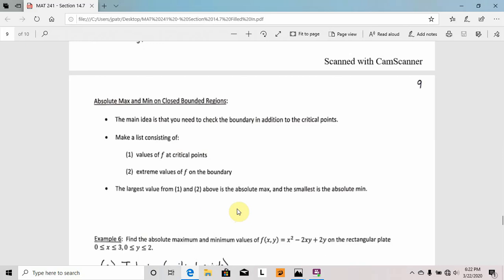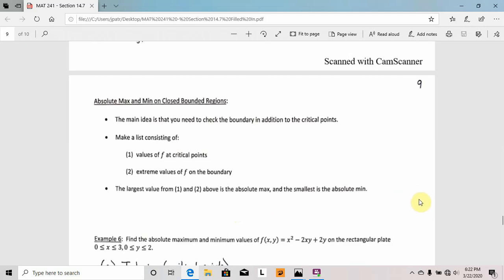But then once you have that whole list put together, then the largest function value is the absolute max and the smallest one is the absolute min. So then that part's easy once you got the whole list. It's just that getting the whole list takes a while. I don't know that I would necessarily say that it's hard, but this has the potential to be long.